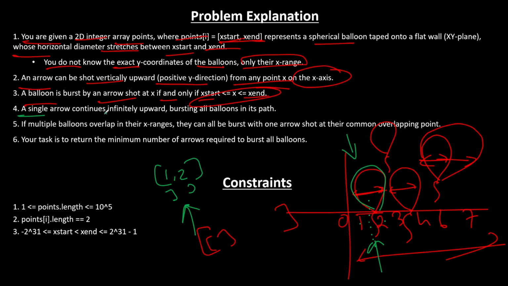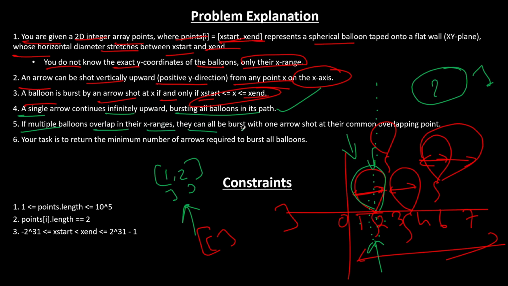A single arrow continues infinitely upwards, bursting all the balloons in its path. What does this line mean? If there are more balloons in the same path, if you can see, this balloon is somewhat in between along with this balloon. So if I shoot this arrow, it can burst this balloon also. So two balloons were burst with one arrow. Multiple balloons overlap in their x ranges. They can all be burst with one arrow shot at their common overlapping point. This is what we saw. If there are overlapping balloons, they could be shot with a single arrow.